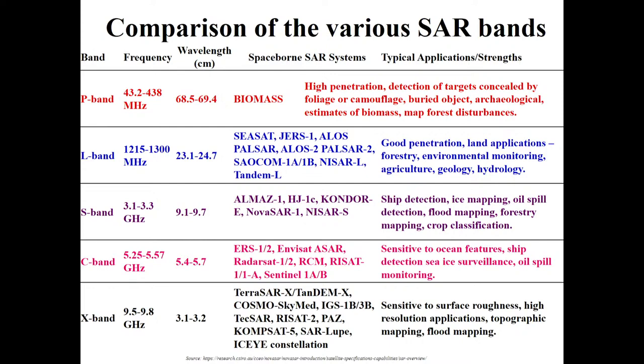If you look at the S band data set, the wavelength range will be approximately 10 to 12 centimeters.